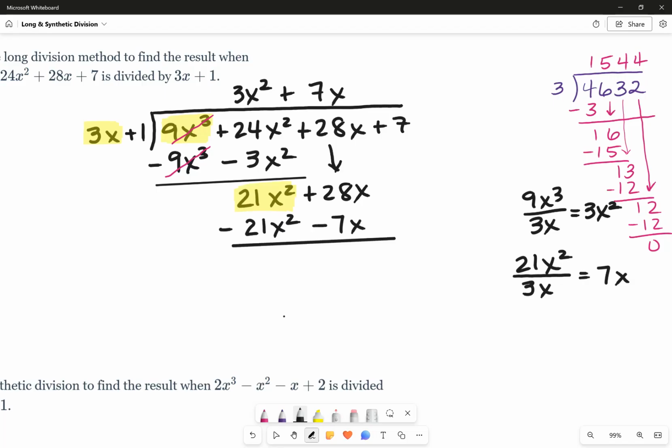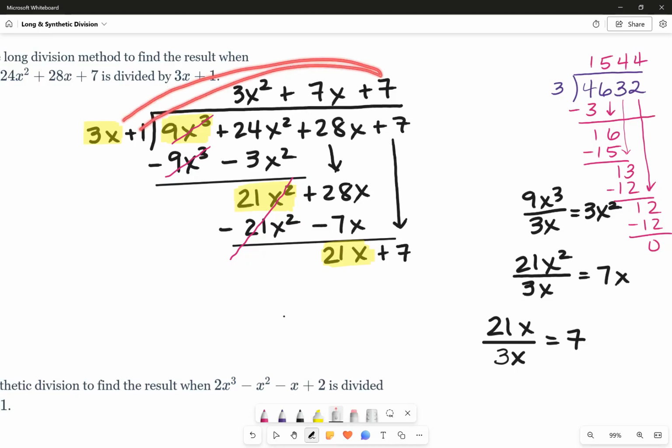Combine vertically. That means 21x squared and 21x squared cancel. They should always zero out. 28 minus 7 is 21x. And now I bring down my next and last term, positive 7. And we do it again. Take this 21x and divide it by 3x, and I get 7. So I'm going to put plus 7.